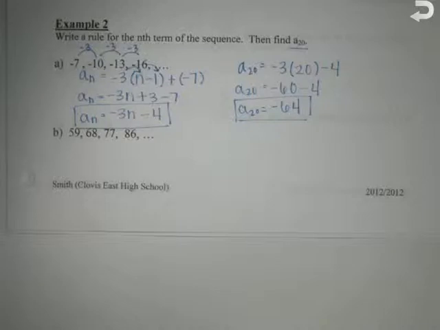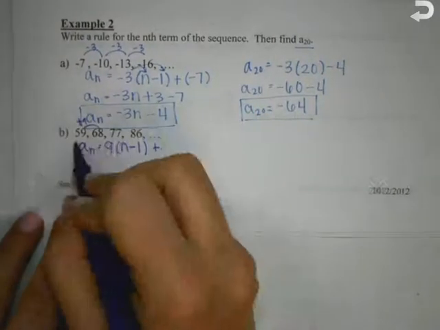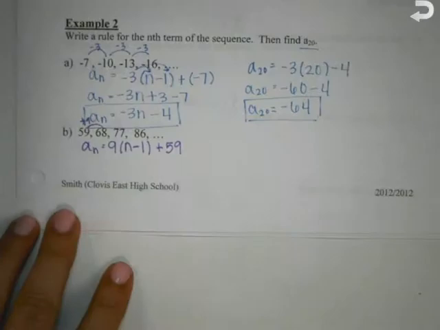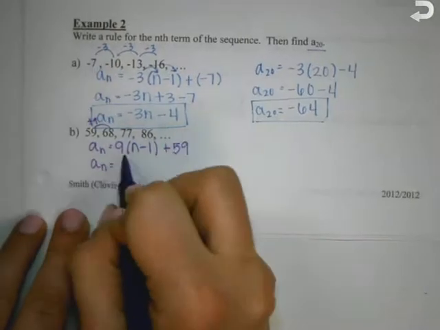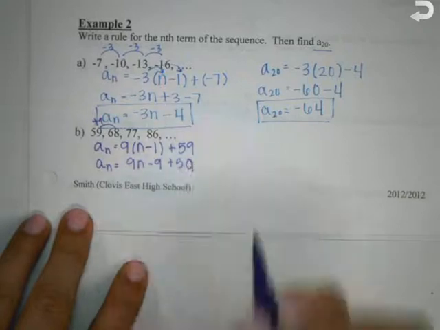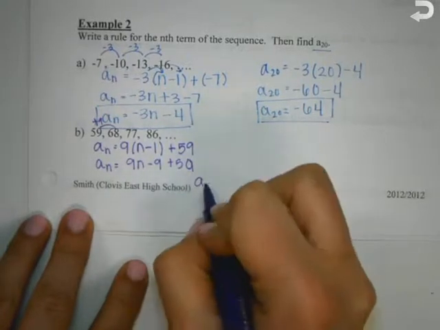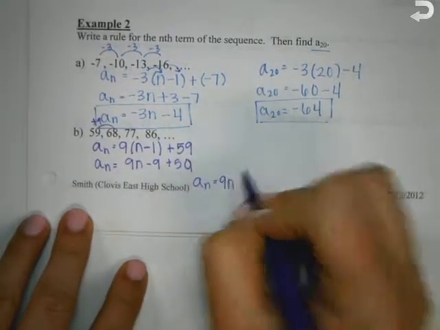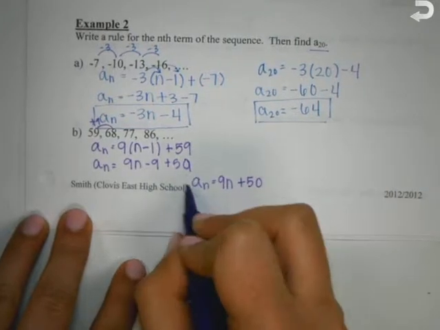So when I plug that in, a sub n equals 9 times n minus 1 plus the first term, which is 59. Okay, so we distribute. So a sub n equals 9n minus 9 plus 59. So a sub n equals 9n plus 50. Is that what you got? Yeah. Okay.